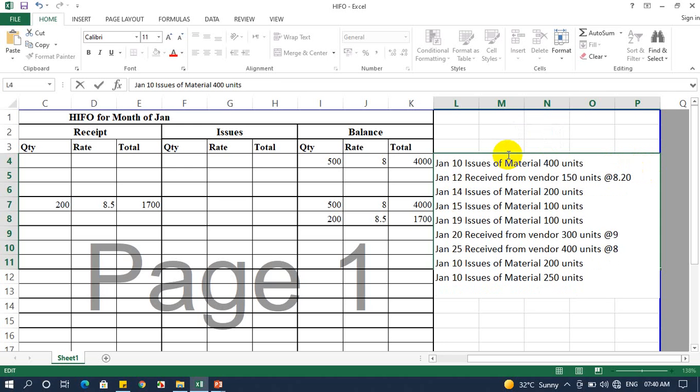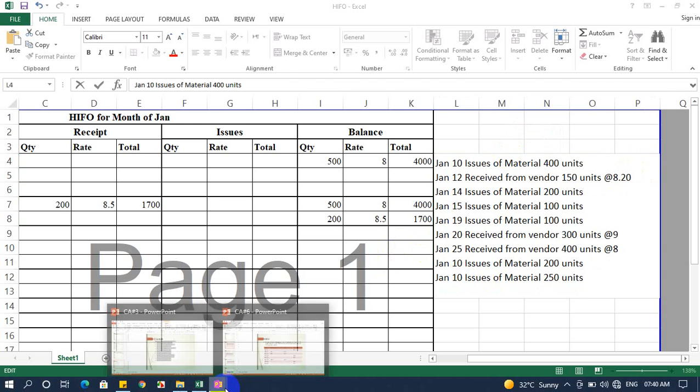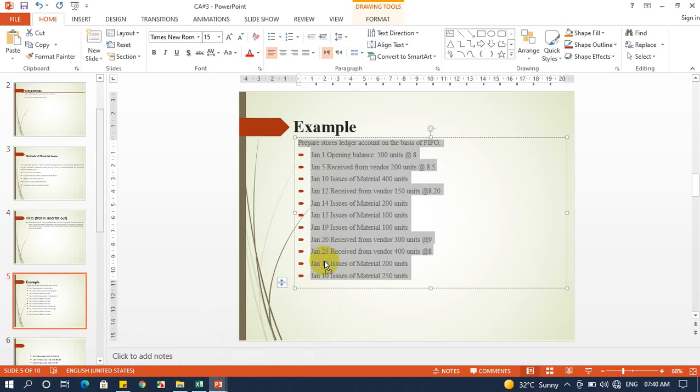Now on January 10 we have an issue of material.